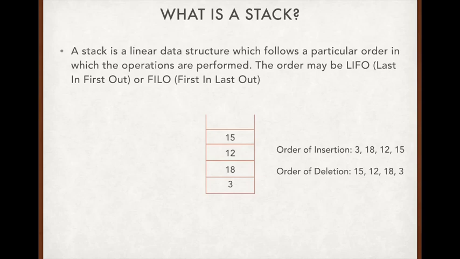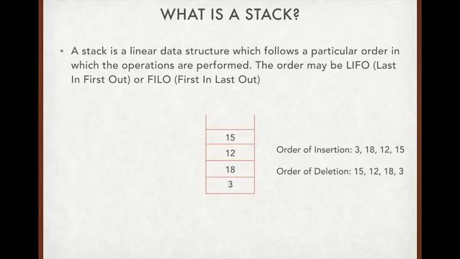Now let's come to the example that is shown in the figure. In our example, we have a stack of numbers that uses LIFO, which is last in first out order. So let's say that initially the stack was empty. Then what we did was we pushed in the number 3. Then we pushed in the number 18. Then we pushed in the number 12. And then finally the number 15.